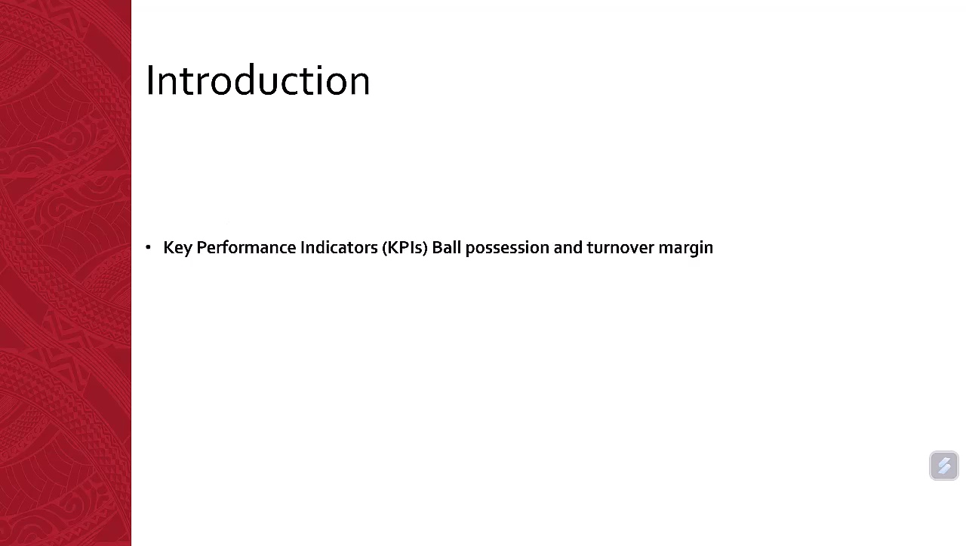Now let's get a little more into the background. Key performance indicators, KPIs, for this study will be ball possession and turnover margin. Time of possession of the ball has been a statistic kept in most field sports. Possession of the ball is required in most sports for the team to score. Turnovers thus lead to both a lost opportunity for your team to score, but also gives more chances for your opponent to score.